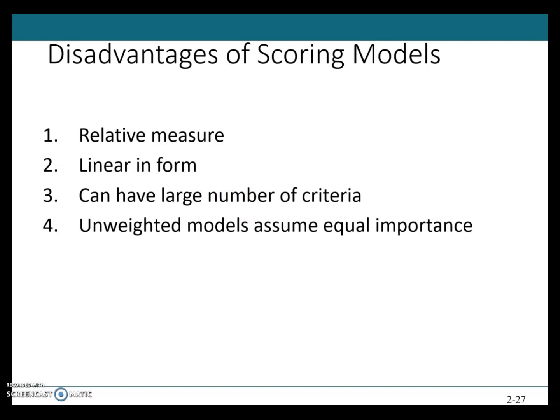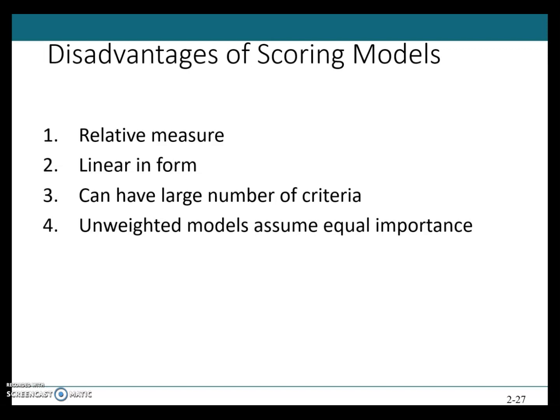There are certain disadvantages of the scoring model, and these are: the output of a scoring model is strictly a relative measure. Project scores do not represent the value or utility associated with the project and thus do not directly indicate whether or not the project should be supported. In general, scoring models are linear in form and the elements of such models are assumed to be independent.